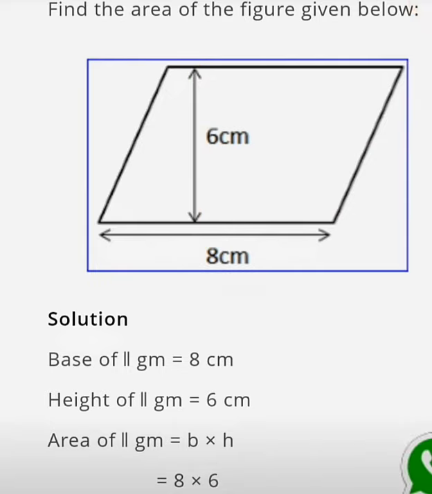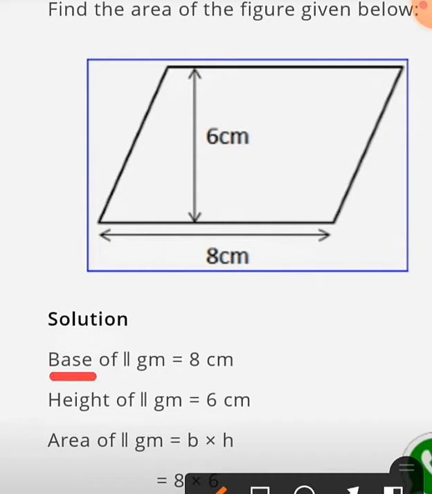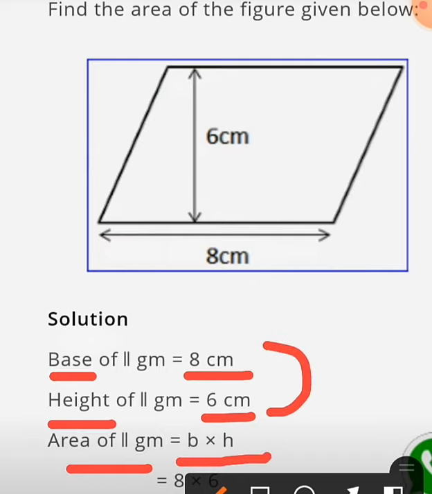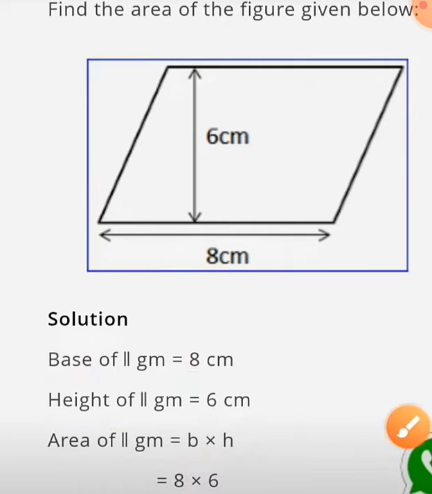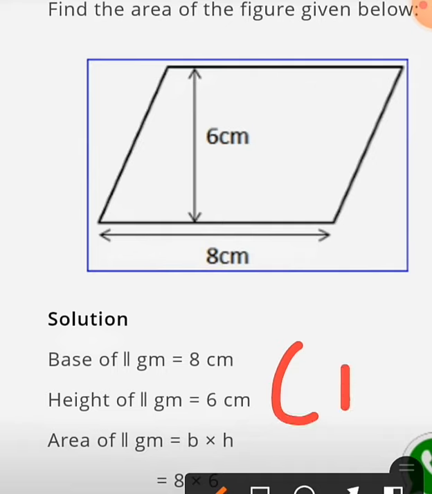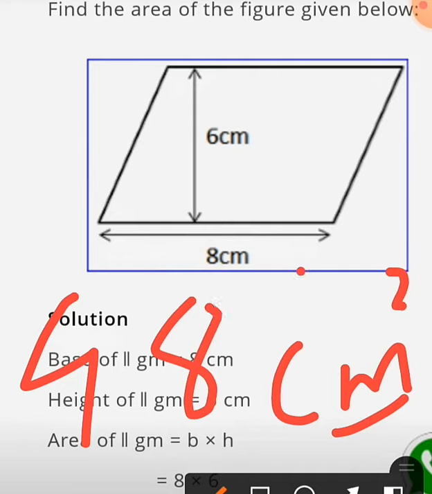So how will we solve this? For solving this, we need to apply the formula. The base is given as 8 centimeter and the height of the parallelogram is given as 6 centimeter. The formula for finding area of parallelogram is base into height, so we just have to multiply these both: 8 centimeter into 6 centimeter. 8 into 6 will be 48 and centimeter into centimeter will be centimeter square. So 48 centimeter square, it should be centimeter square. This will be the answer: 48 centimeter square will be the area of this figure. This way we can calculate. If height and base both are given, we just have to multiply and simply we get the answer.